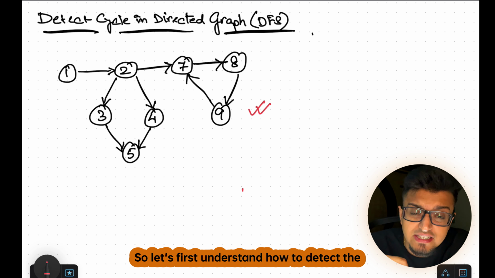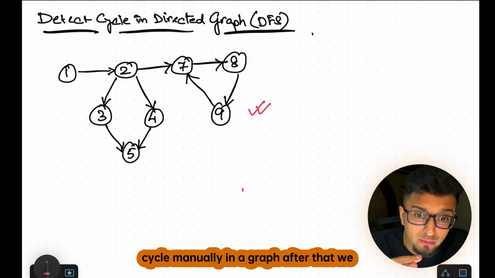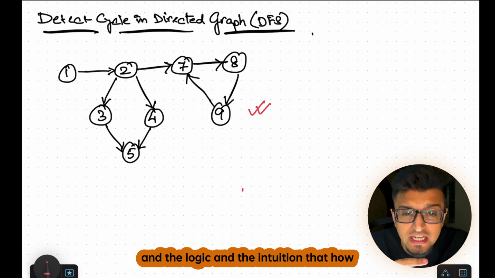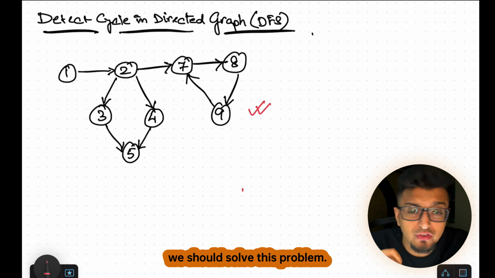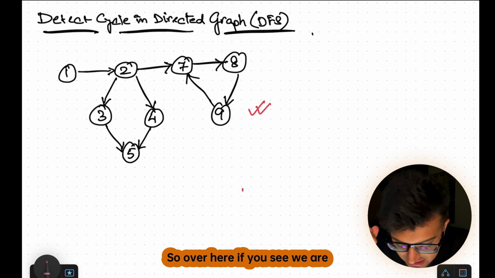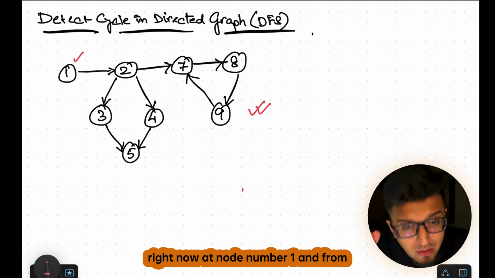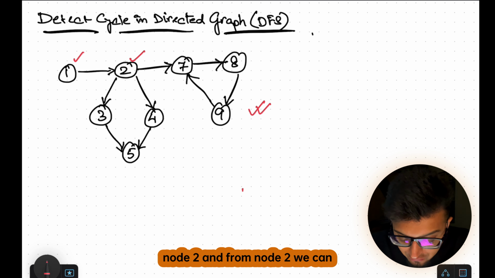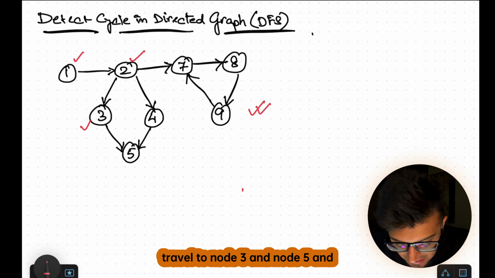Let's first understand how to detect the cycle manually in a graph. After that, we will see with the help of the code, the logic and the intuition how we should solve this problem. So let's proceed with the manual approach. Over here, we are right now at node number 1. From node 1, we can easily travel to node 2. And from node 2, we can travel to node 3 and node 5.